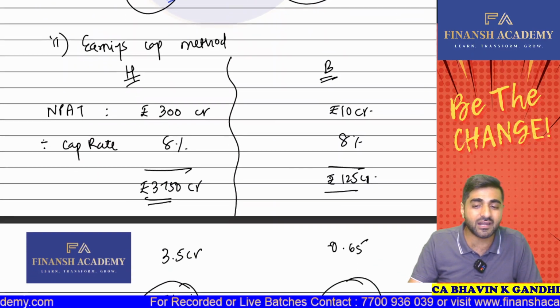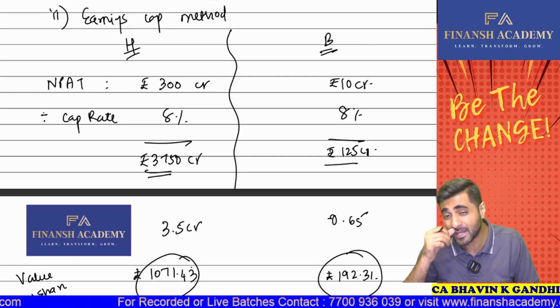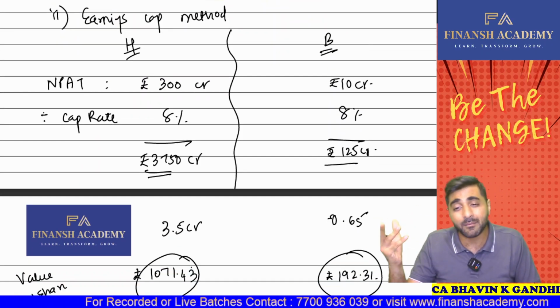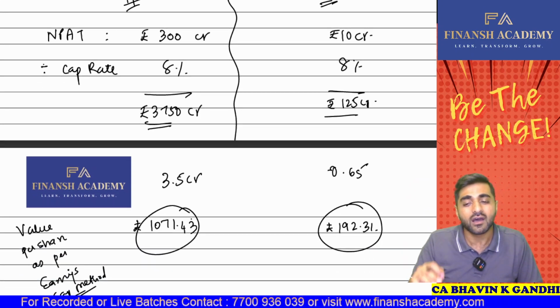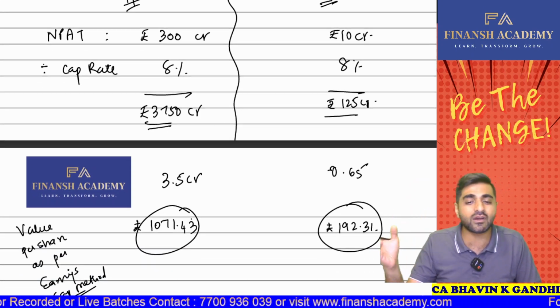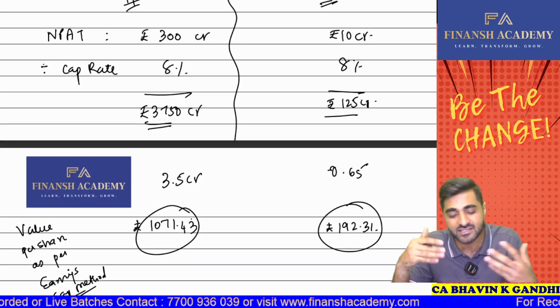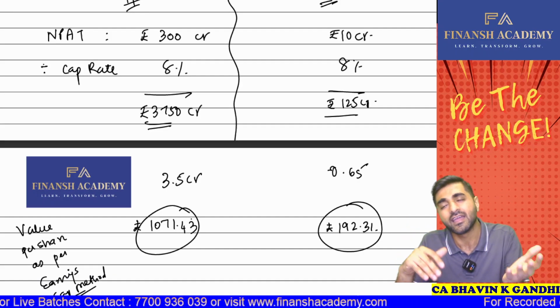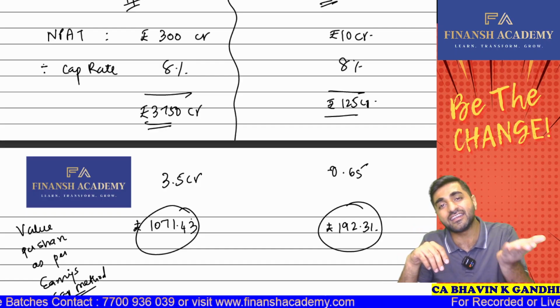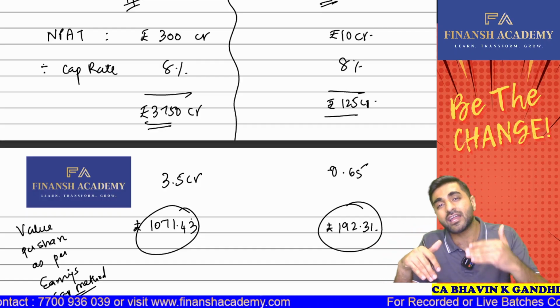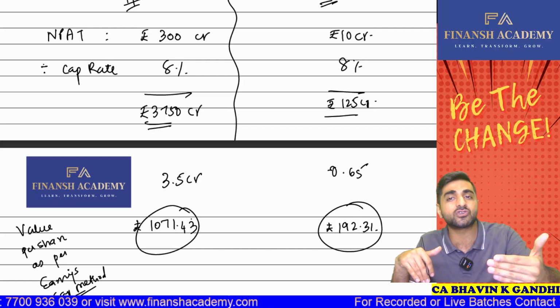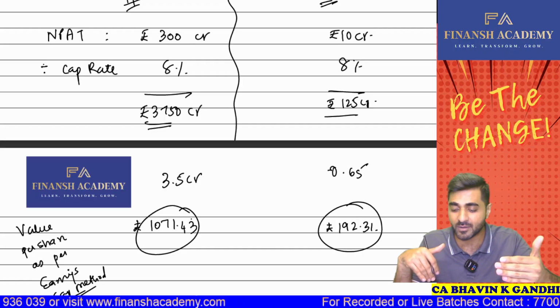Now, as per earning capitalization method, do we have earnings for H and B both? Yes, sir. What is the capitalization rate which is given to you? 8%. So that will eventually give you 3750 and 125 crores. Because what is capitalization? See, capitalization is the process of simply taking the benefits and dividing that by the capitalization rate. We generally do that when we know that profits are going to be constant till perpetuity, or when the cash flows are going to be constant till perpetuity.